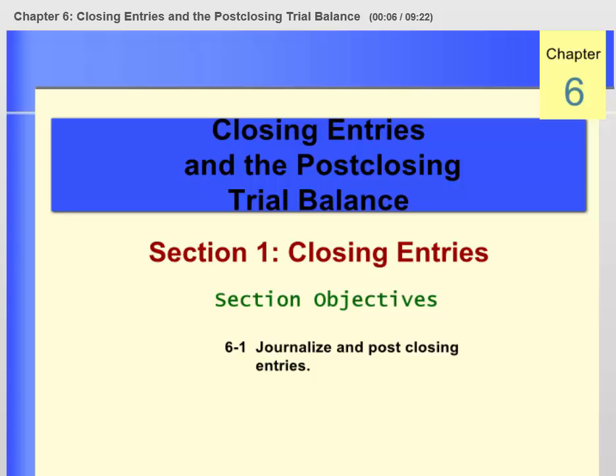Chapter 5 introduced and showed how to use the worksheet. It also covered the preparation of adjusting entries and financial statements. Chapter 6 completes the accounting cycle by showing how the books are closed before the next financial period begins. In this first section, we learn how to make closing entries.